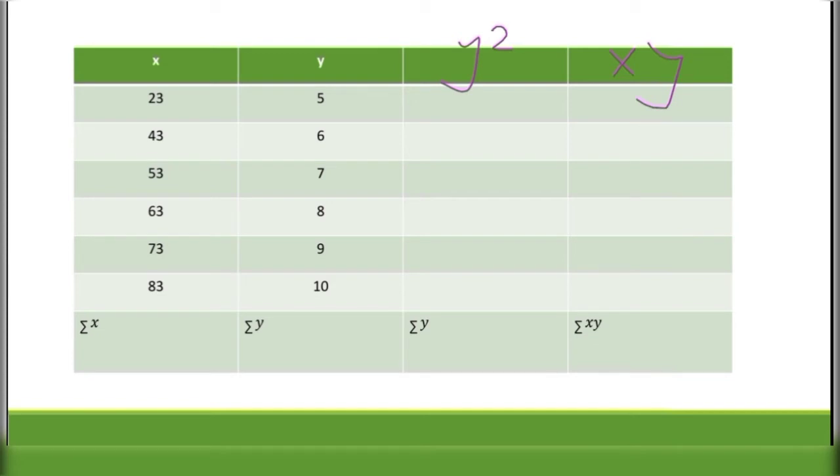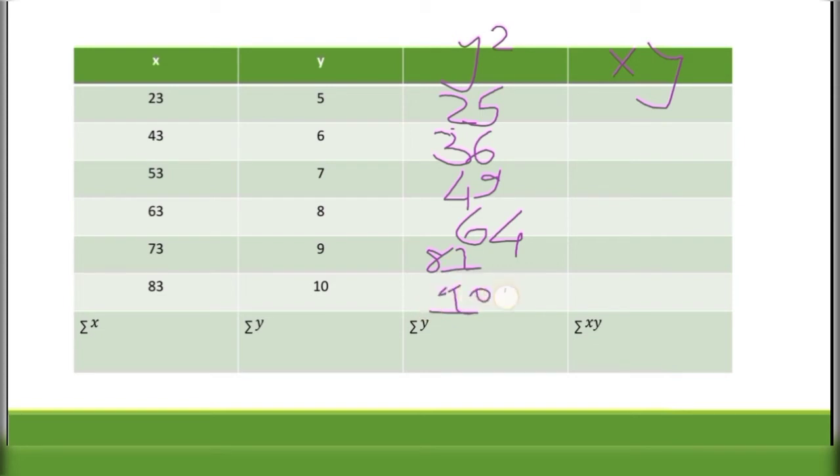So for finding out y square, it will be square of 5, which is 25, 6 square, that is 36, 7 square 49, 8 square 64, 9 square 81 and 10 square is 100. Then we'll have to find out the values of xy.